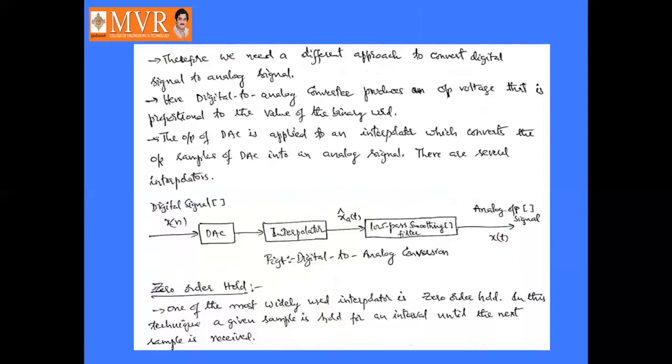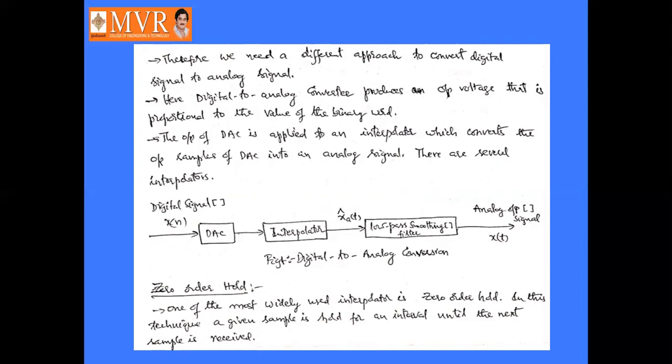Therefore we need a different approach to convert a digital signal to an analog signal. Here, a digital to analog converter produces an output voltage that is proportional to the value of the binary word. The output of the DAC, digital to analog converter, is applied to an interpolator which converts the output samples of the DAC into an analog signal.